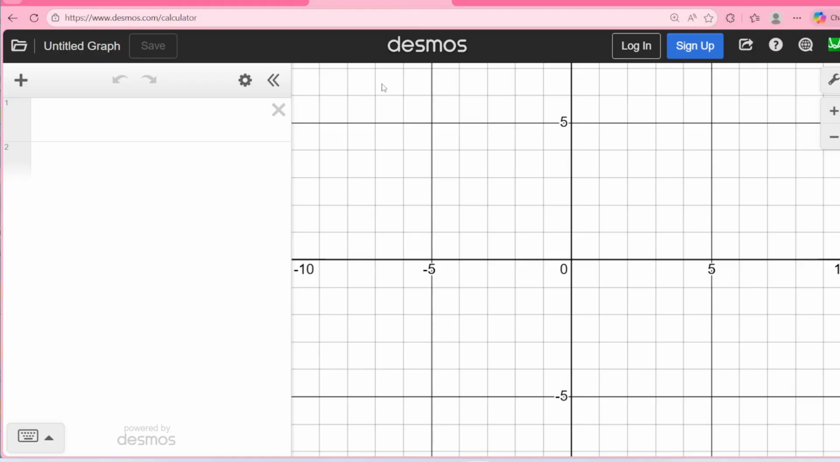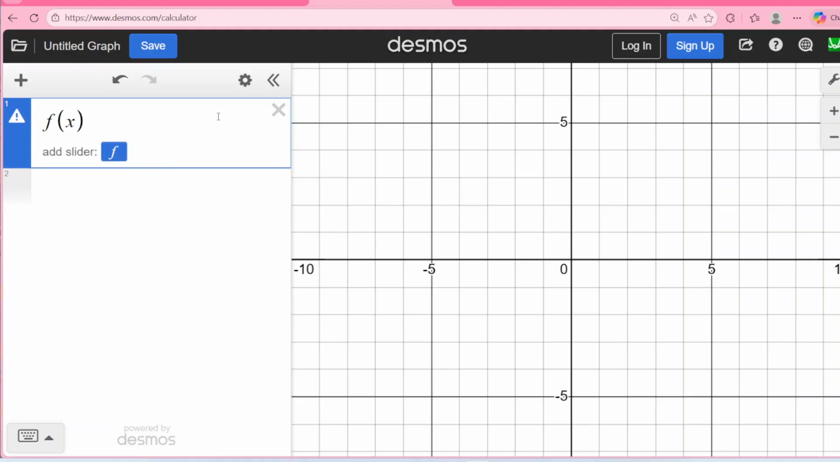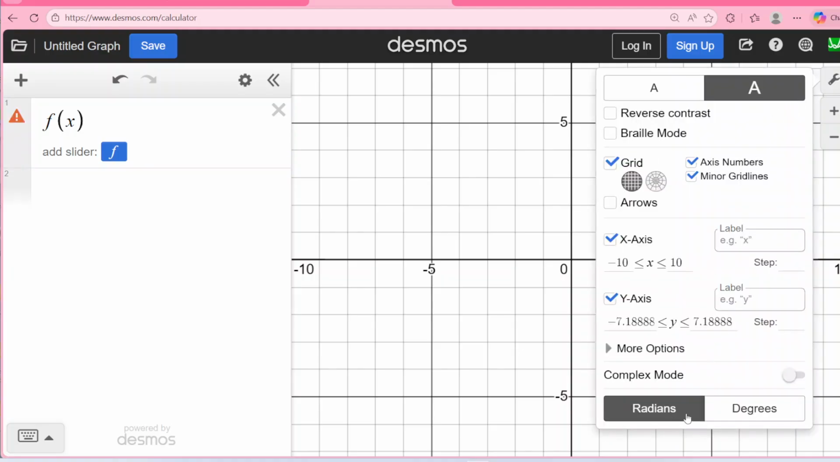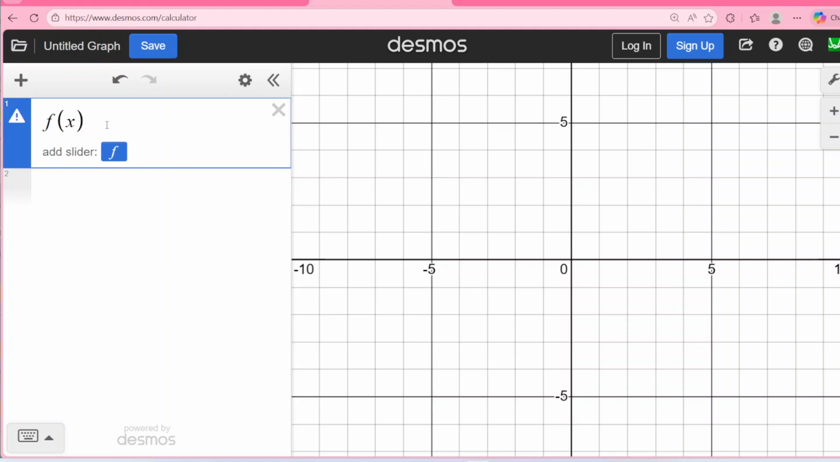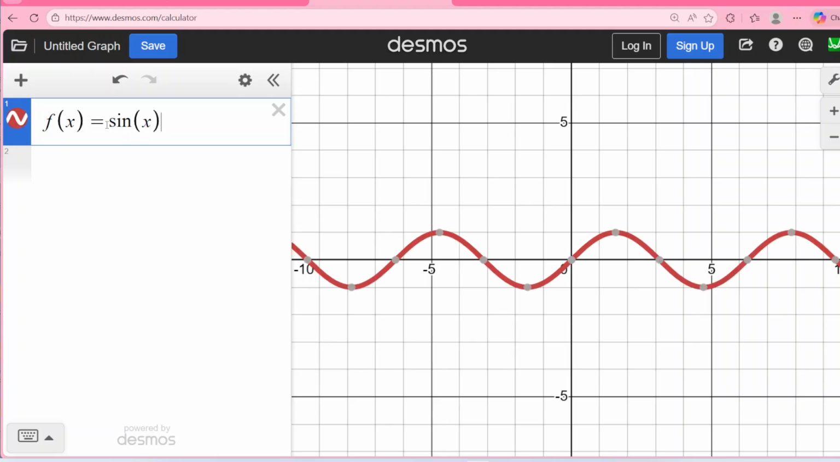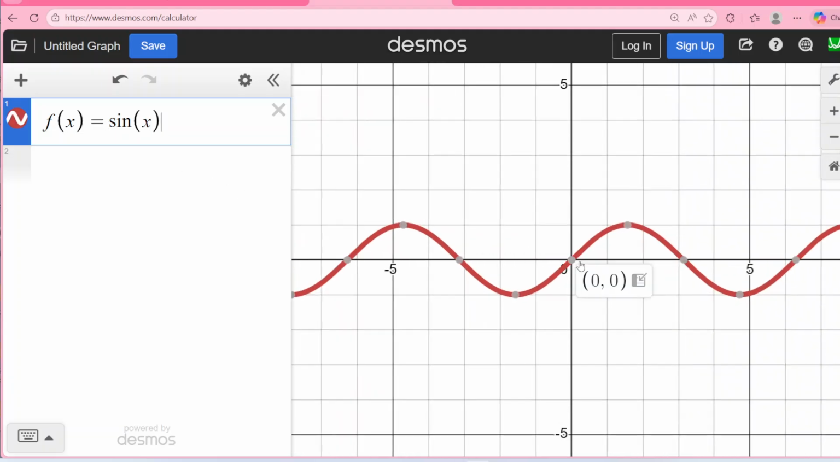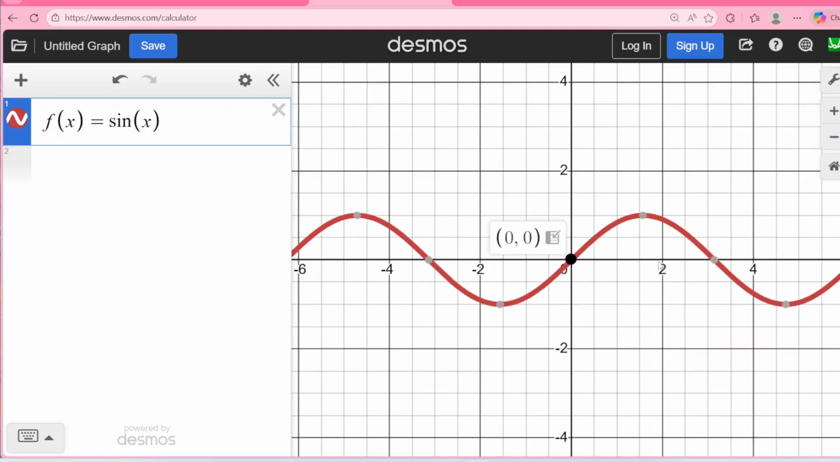So here's desmos.com, free online graphing calculator site. I'm already in radian mode. If you go to settings off to the side here, make sure you're in radians. So I got f of x equals sin of x. And remember, it's this wave. You have 0, 0, pi, 0. There was an x-intercept every pi radians.